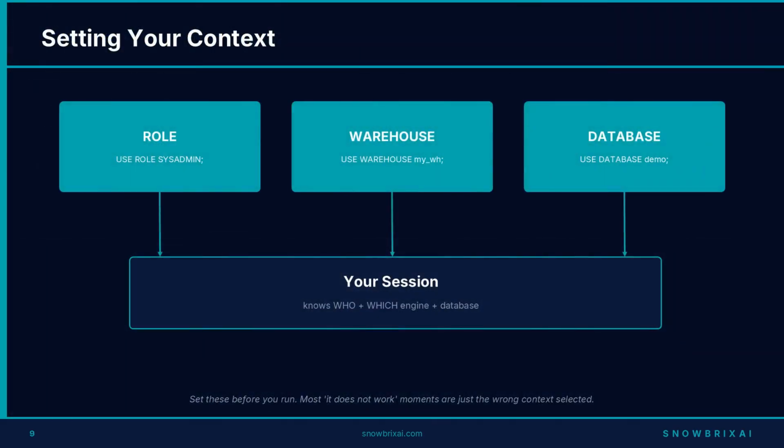Remember context? Here is how you set it in code. Use role sysadmin, use warehouse my_wh, use database demo. Those three lines tell Snowflake who you are acting as, which engine to run on, and which database to work inside. Think of them as three dials feeding into your session.